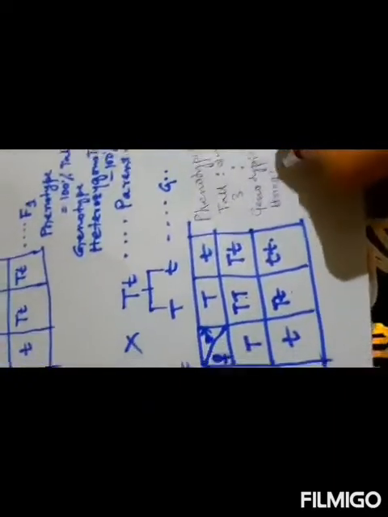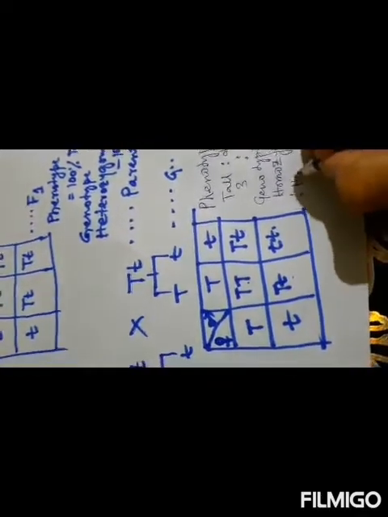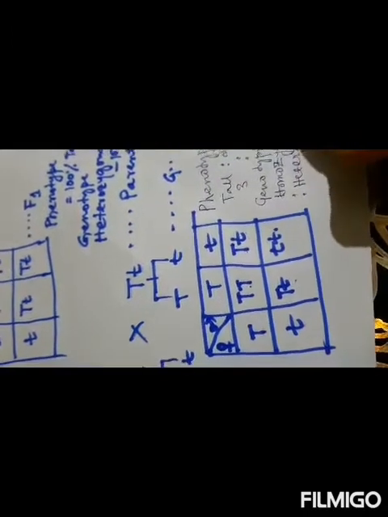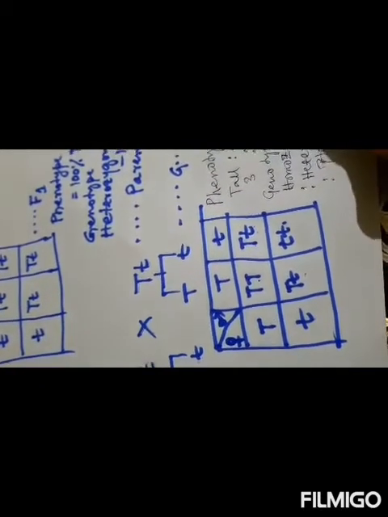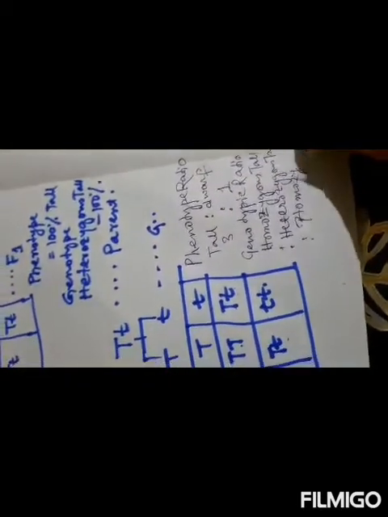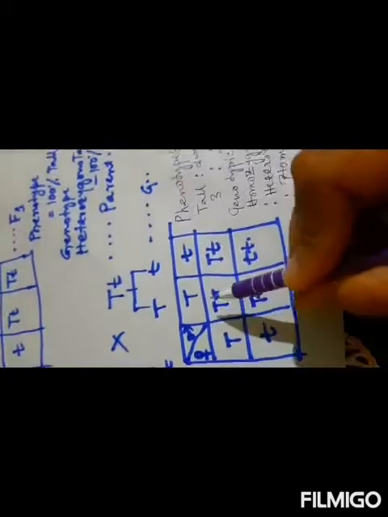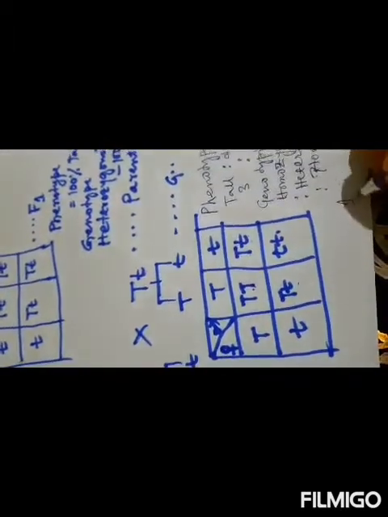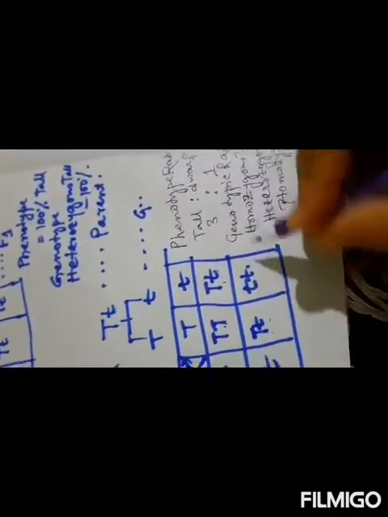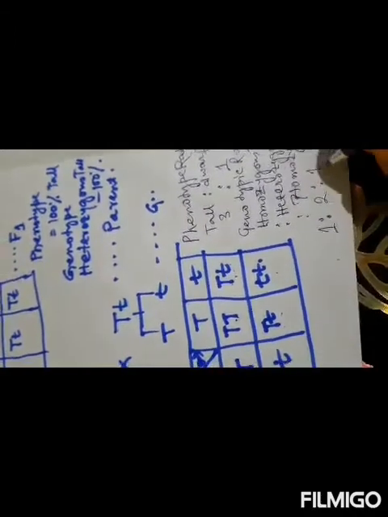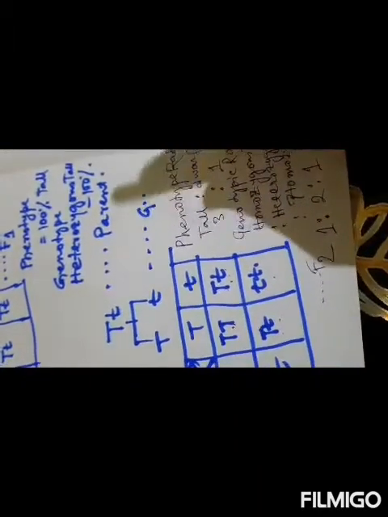And if we go through the genotypic ratio, there we will see that there is homozygous tall, to heterozygous tall, to homozygous dwarf. Okay. And what is the ratio? Homozygous tall 1 is to heterozygous tall 2 is to homozygous dwarf 1. So this was our F2 generation, that is second filial generation.